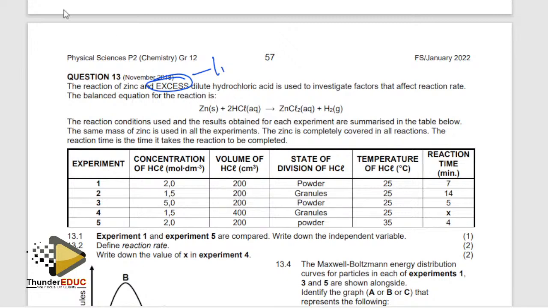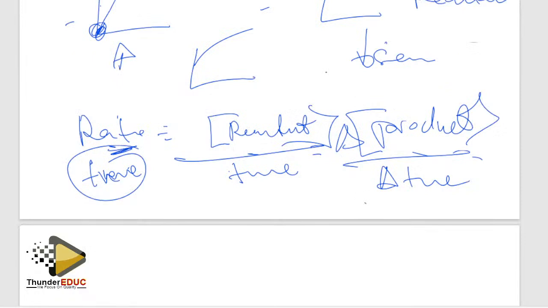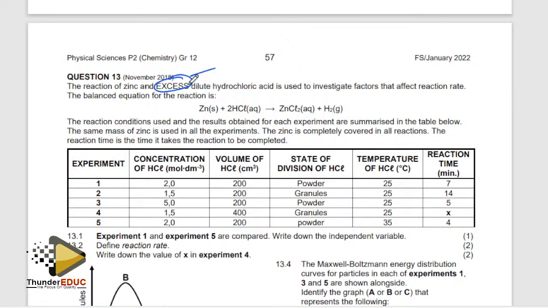Guys, whenever you see the word excess, it will never be a limiting reagent. A limiting reagent is that reagent which finishes first before the other one completes. For example, you have a car, the car is fine, you are going to a specific area and the fuel is finished. So the fuel becomes a limiting reagent. If the fuel is there and the car can't move because it's broken down, then automatically the car becomes a limiting reagent. So a limiting reagent is that factor which finishes first before the other factors have finished.